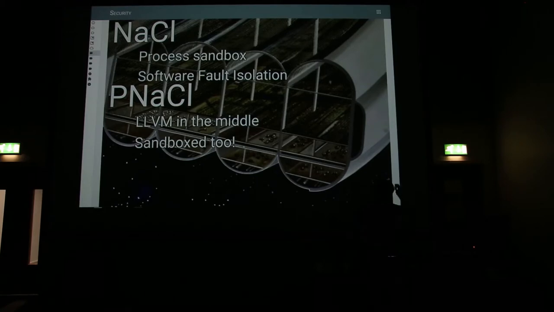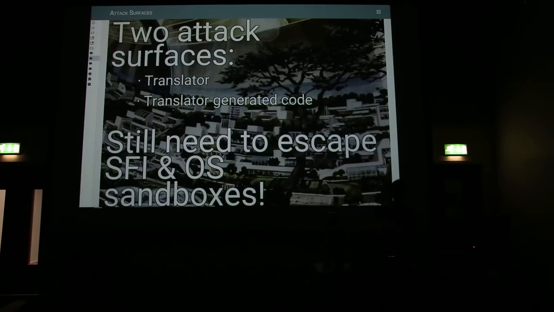Now what's interesting is, you download the pexe, the portable executable, so Emacs or whatever, and then you translate it to a native executable. So there are two attack surfaces here, right? The translator itself, which takes the pexe and generates an exe, could be exploited, and then the exe that you generate could be exploited. So the attacker is trying to attack us from both sides.